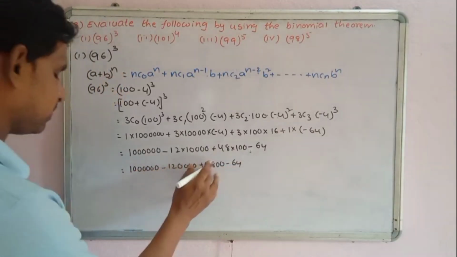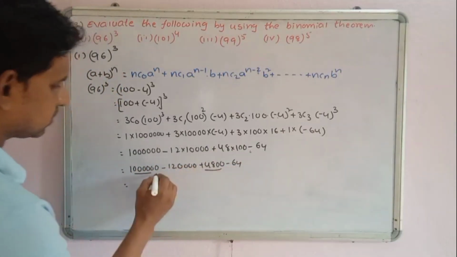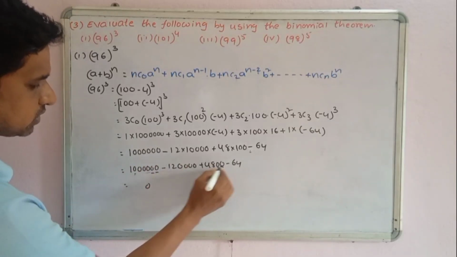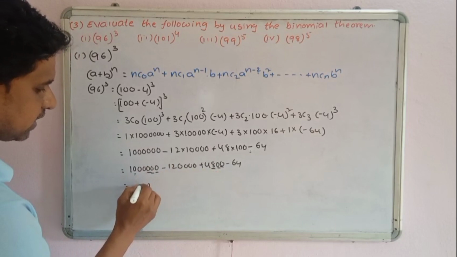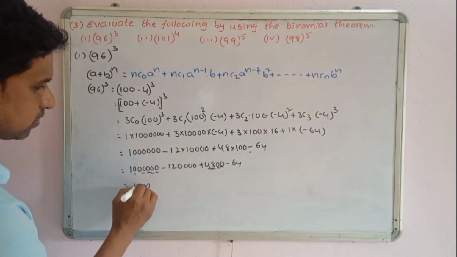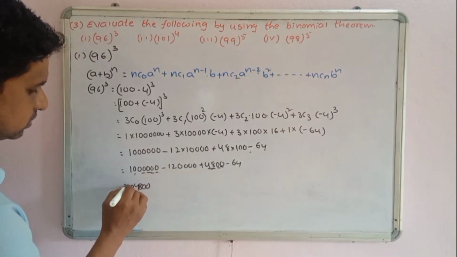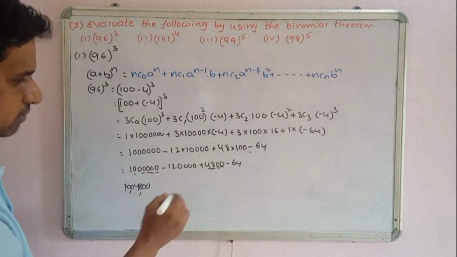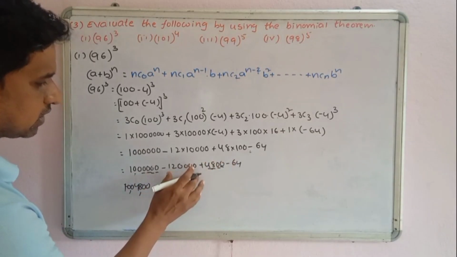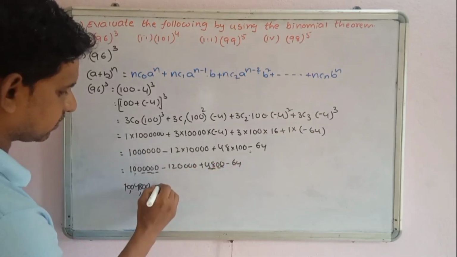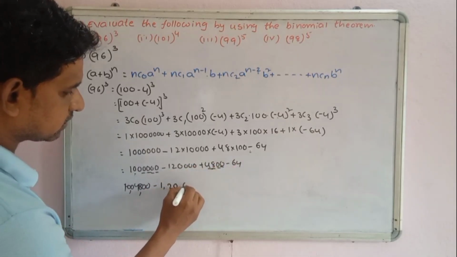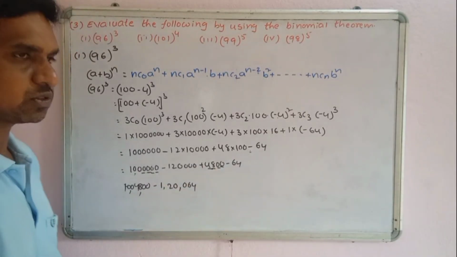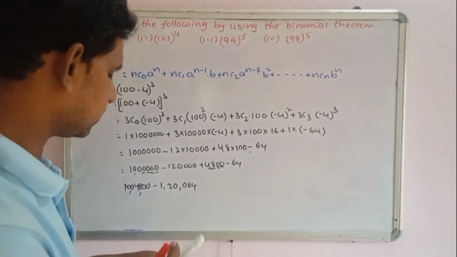See, 10 lakhs plus 4,800. First add these two. 0 plus 0 is 0. Again 0 plus 0 is 0. 8 plus 0 is 8. 4 plus 0 is 4. Next 0, 0, 1. So 10 lakhs 4,800. Add these two: minus 1,20,000 minus 64, that is 1,20,064. Subtract from 10 lakhs 4,800 the number 1,20,064.